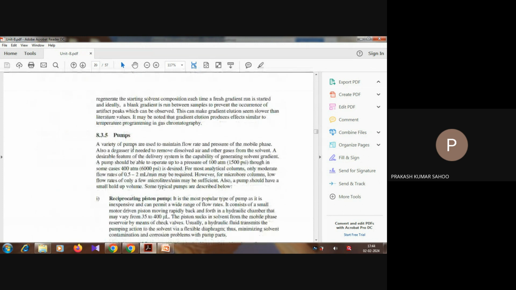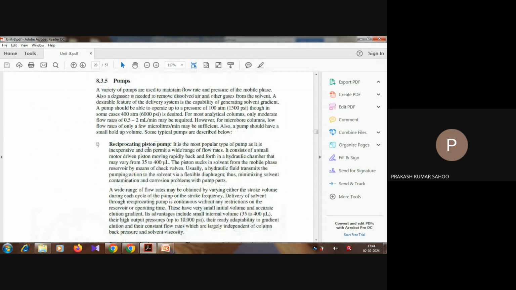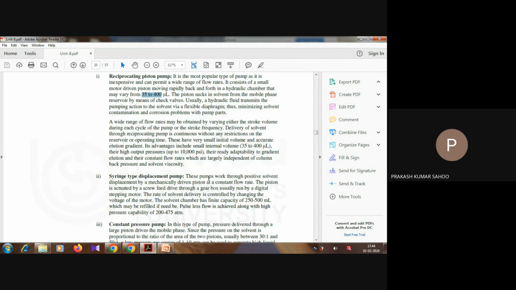Then we have the pump. I will just skip this one. So this is the pump. The type of pump is a reciprocating piston pump. These are some specifications. Just try to remember these things. It consists of a small motor driven piston moving rapidly back and forth in a hydraulic chamber that may vary from 35 to 400 microliters. This is a reciprocating piston pump.